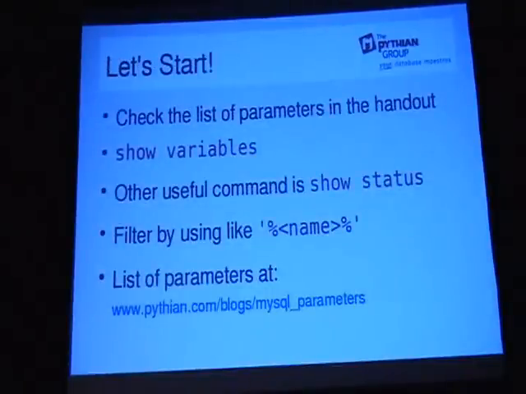Okay, list of parameters in the handout. It's not on the handout. There is no handout, I didn't know that. It's in the blogs, and that's the link to the blogs. If you go to the blogs, actually just www.pythian.com/blogs, you will also find these slides if you want to download them as a PDF.